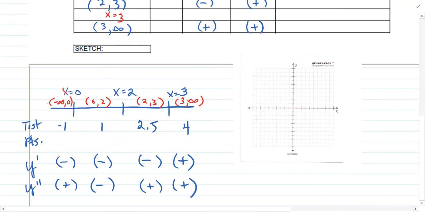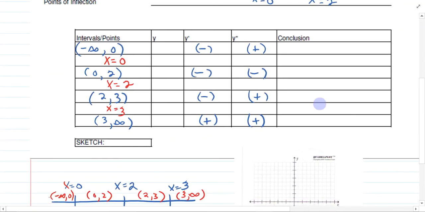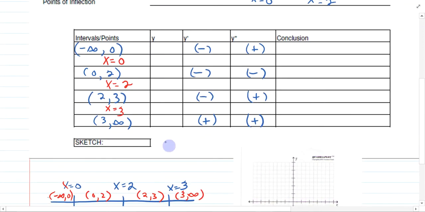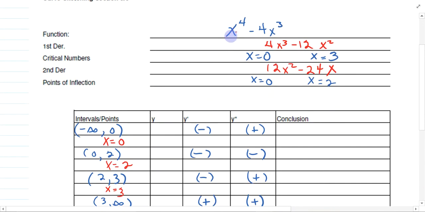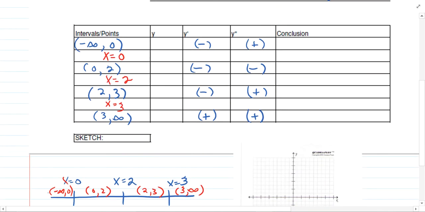Okay? All right. Now, you have a y column. That should get filled in across from these 3 points. You're going to take these 3 and plug into y, which is your original function. So you're going to put 0 in here, and obviously you would get 0. When you plug in 2, you're going to get negative 16. When you plug in 3, you're going to get negative 27.